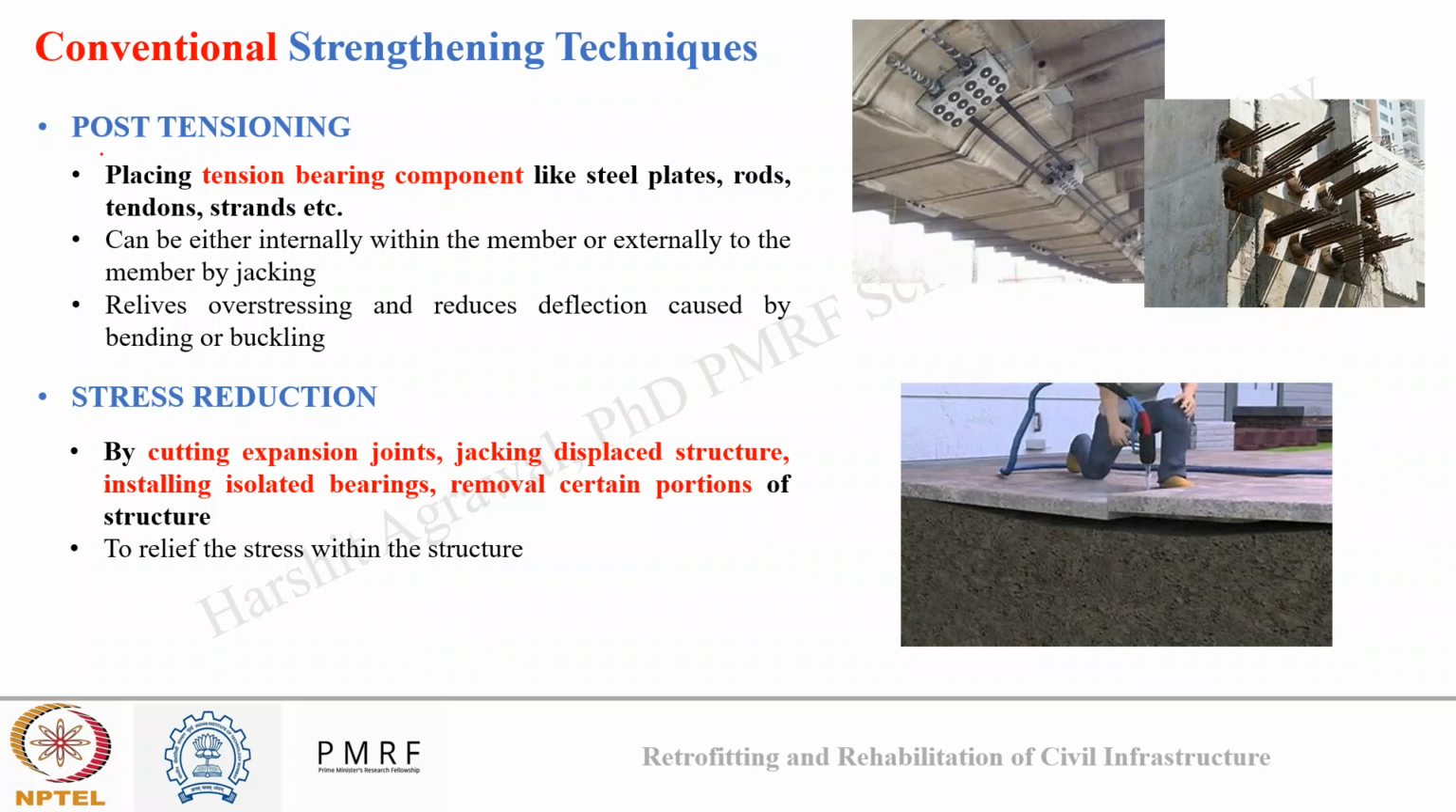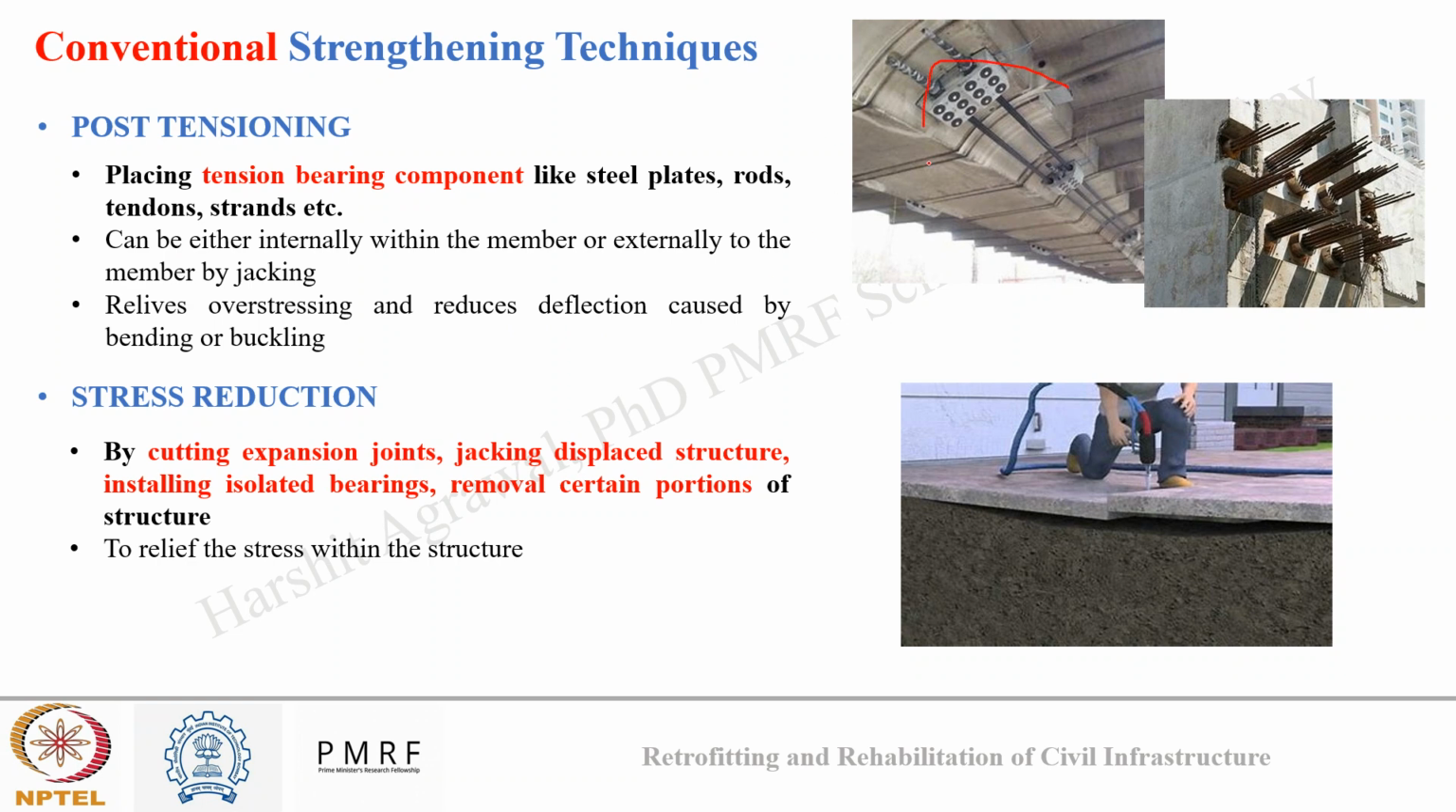Third can be post tensioning. So this involves placing tension bearing components like steel plates, rods, tendons, and strands. Can be either internally within the member or externally to the member by jacketing. Okay, so it can be internal or external both. And what post tensioning does, it relieves overstressing and reduces the deflection caused by bending and buckling.